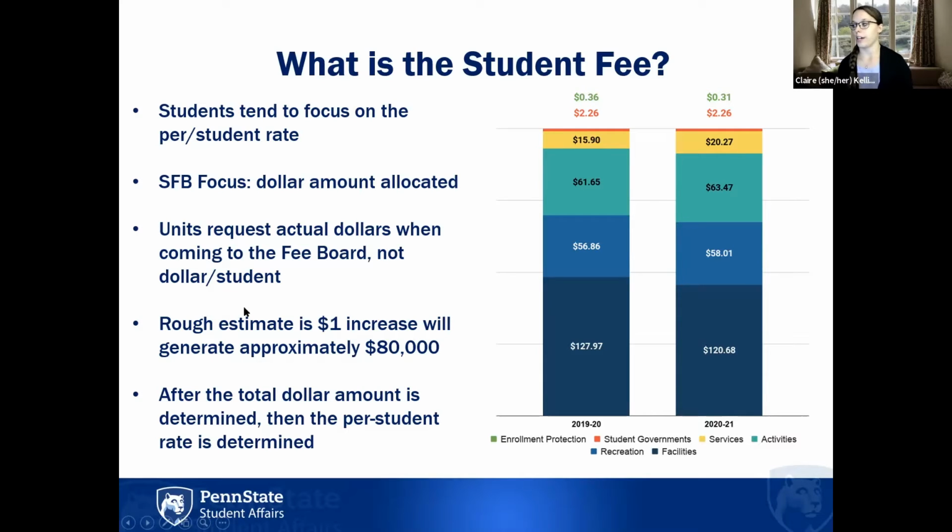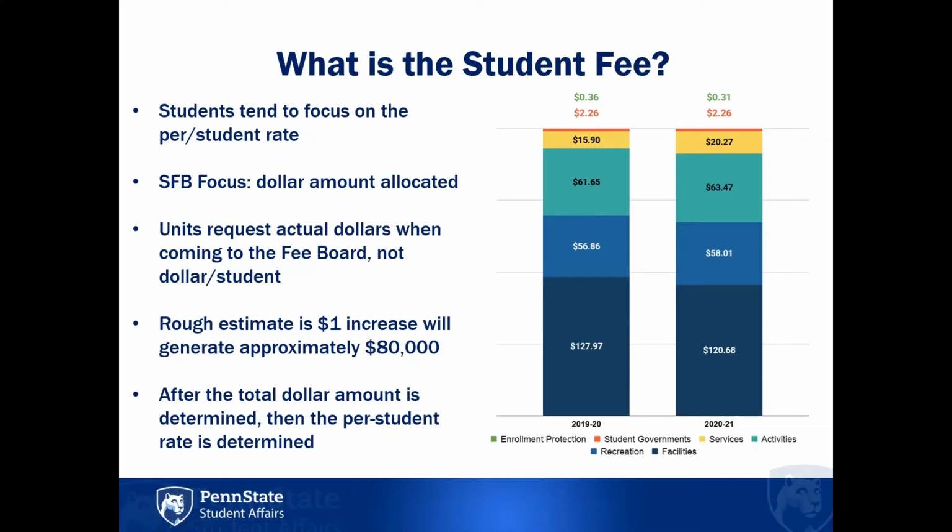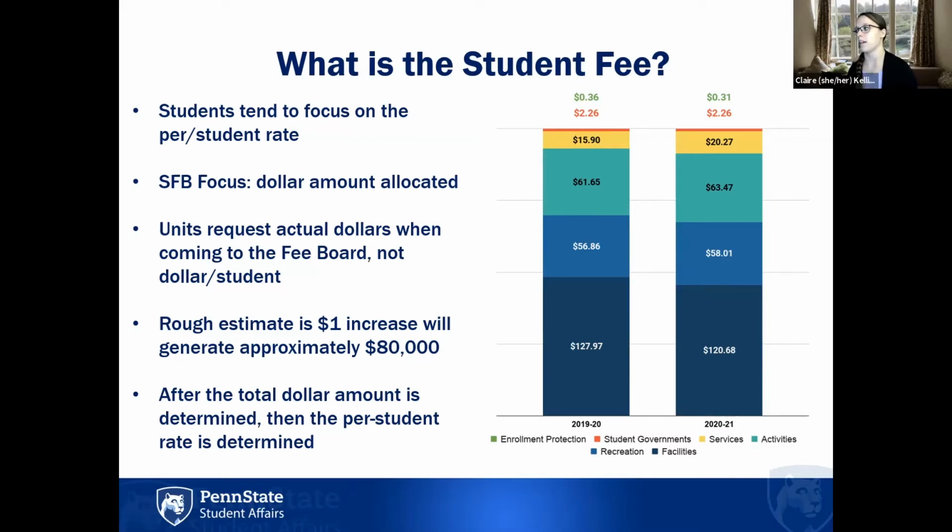So after the total dollar amount from all the budgets and all the offices is determined, then the per student rate is determined. And you can see this is our allocations from the last 2 years. The fee has stayed flat at $265. Most of it has gone for facilities projects, which is in this dark blue, followed closely by campus recreation. And we fund a lot of student employees at campus recreation, so that's why that is so big. And then activities, the largest part of activities is the University Park Allocations Committee.